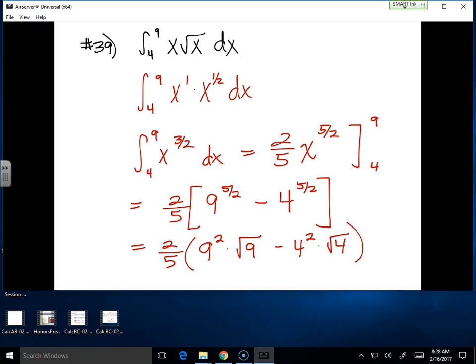Why am I showing you that? Guys, what's the square root of 9? 3. What's the square root of 4? 2. 9 squared is 81. 81 times 3 is 243. Minus 4 squared is 16. 16 times 2 is 32. I'm just showing this isn't as much of a needing of a calculator problem as you would think. 243 minus 32 ends up being what? 211? Yeah. Times 2. 211 times 2 would be 422 over 5. Got it.